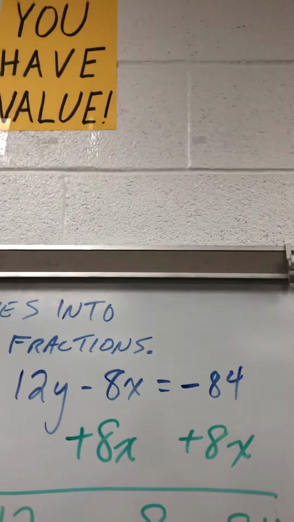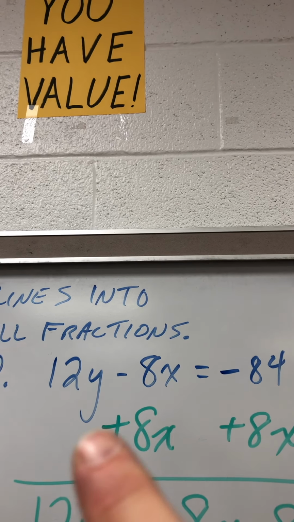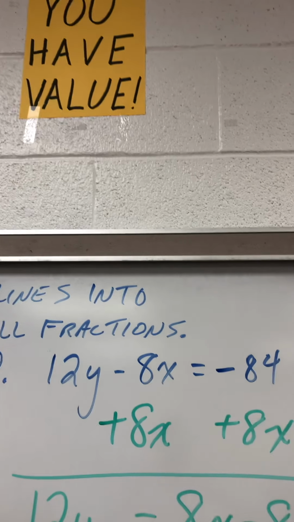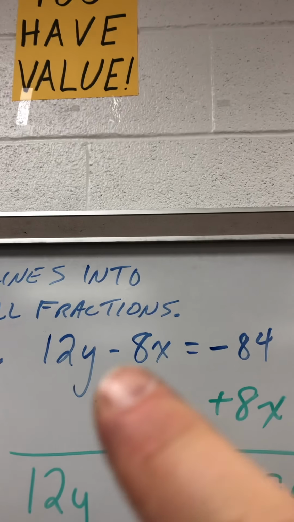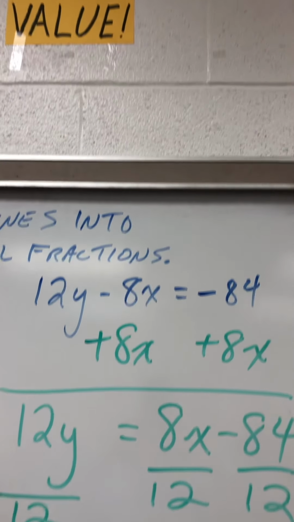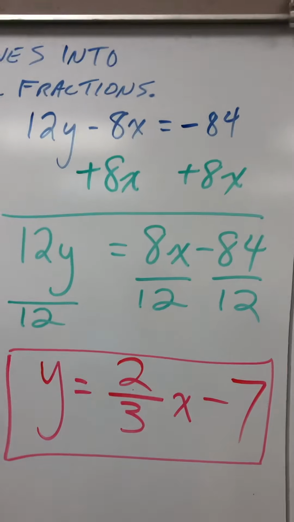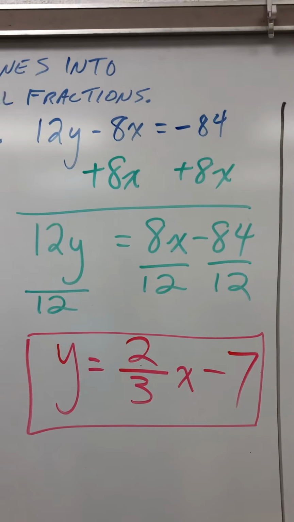Look at this, tricky. This one has the y first and then the x. Oh man, so we have to take negative 8x. We're going to add 8x to both sides. Divide by 12. Y equals 2/3 x minus 7.